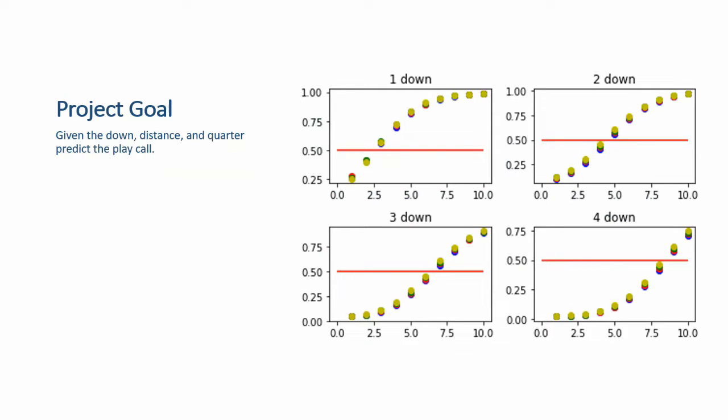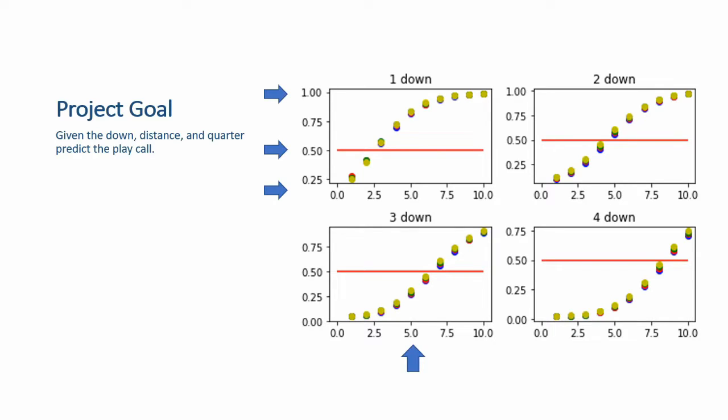The goal of my demo project is to predict the next play call based on the down, the distance, and the quarter. A plot at 1 means 100% chance of run. A plot at 0.5 means it's 50% run, 50% pass. A plot at 0 means it's 0% chance of run or 100% chance of pass.